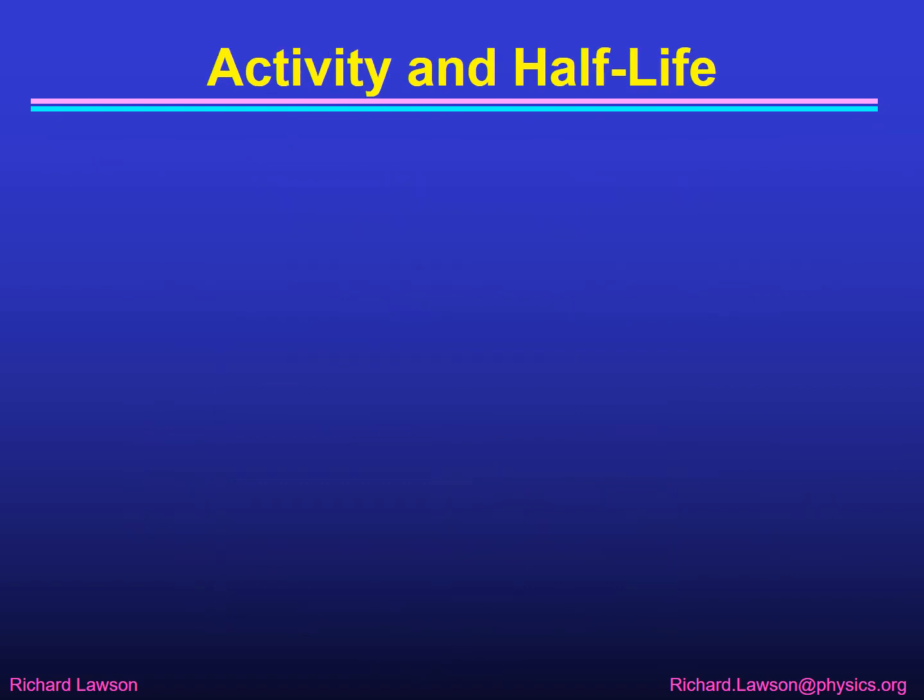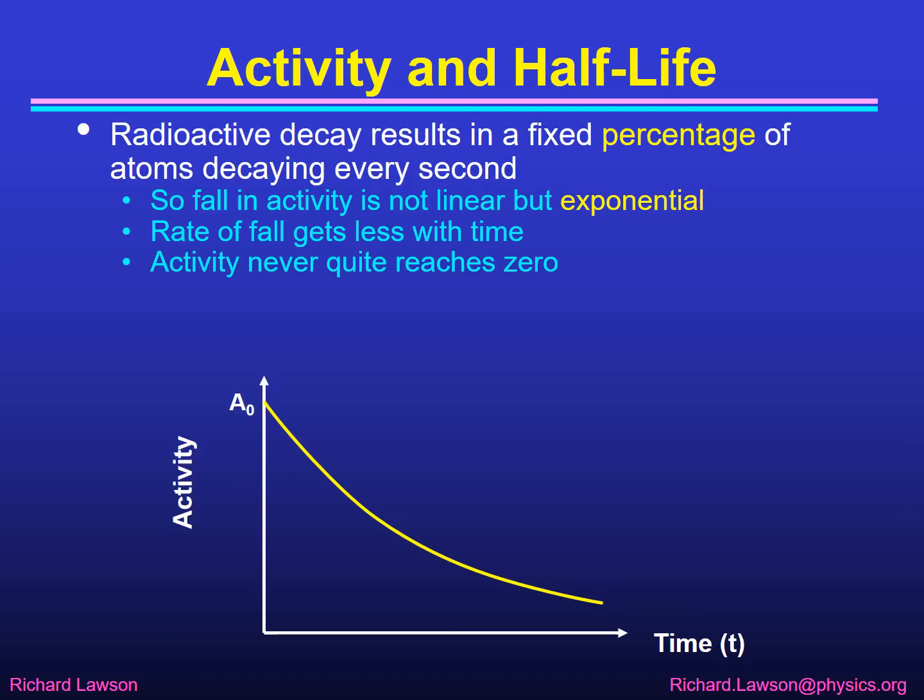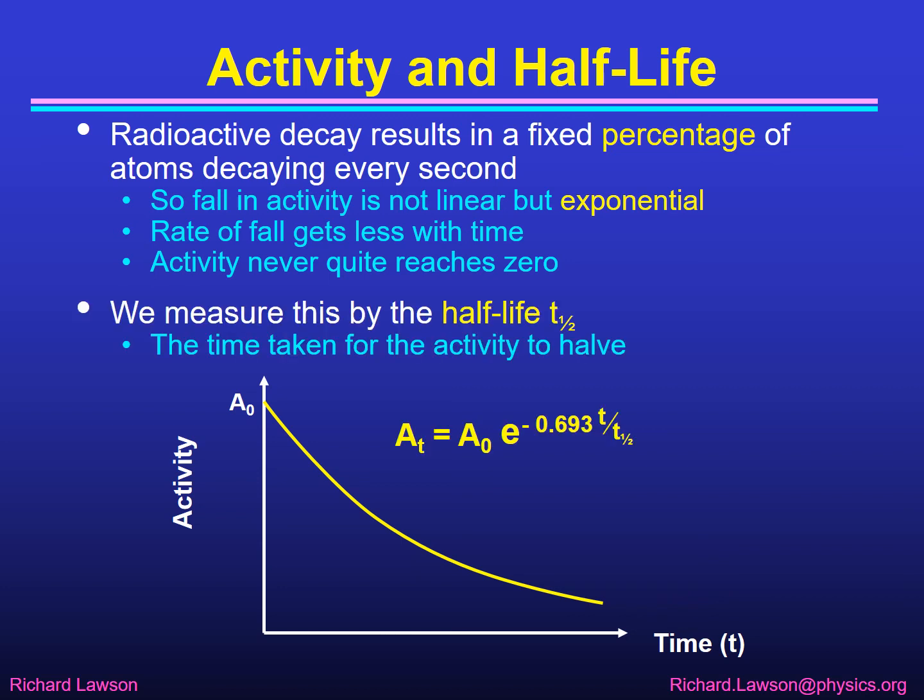So let's talk about the activity and half-life. Radioactive decay is like that. It results in a fixed percentage of atoms decaying every second. So the fall is exponential, not the linear one that you might expect. So the rate of fall gets less with time. We get a curve like this that falls slower and slower as time goes on and never quite reaches zero. It tends towards it. So we measure the fall by the half-life, which we can call T a half. That is the time taken for activity to halve.